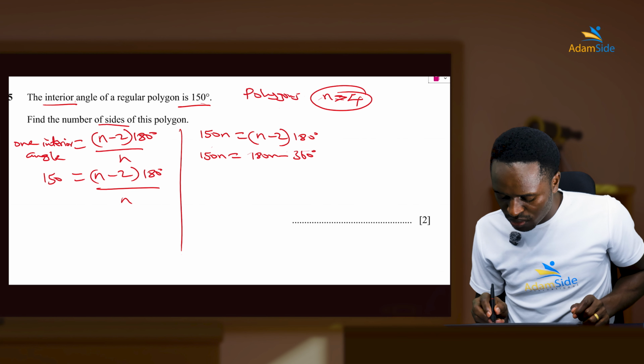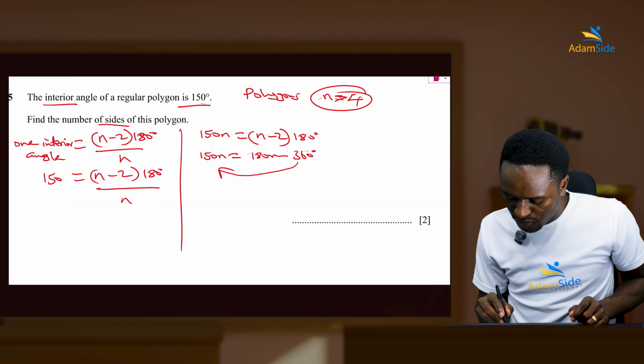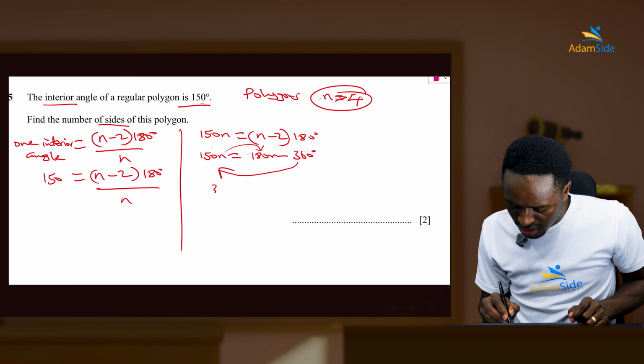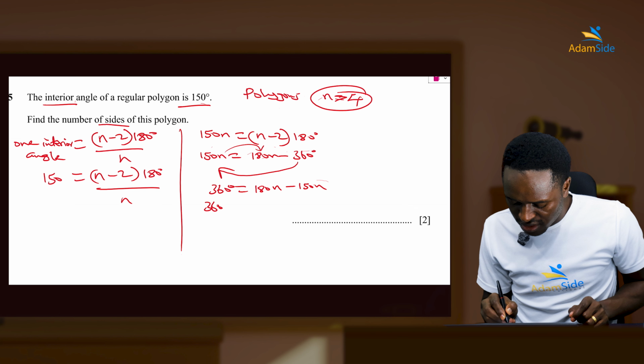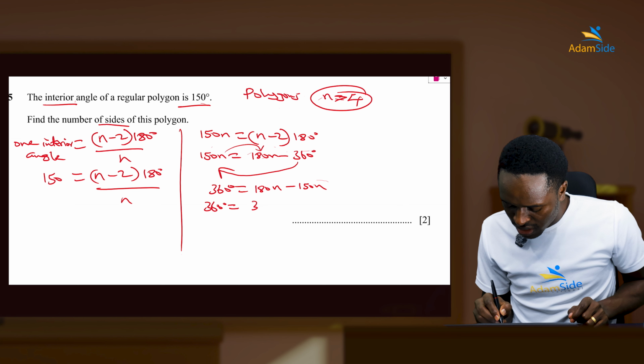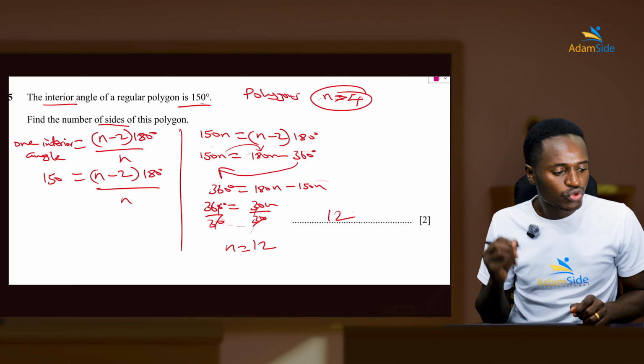Therefore, you take the 360 to the other side and the 150n to the other side. So you say 360 degrees is 180n minus 150n. Then 360 degrees is equal to 30n. Then divide by 30, n is 12. So the number of sides is equal to 12 sides.